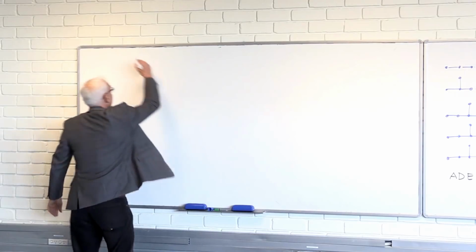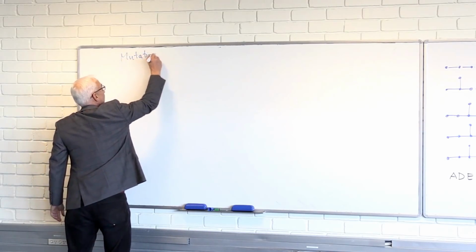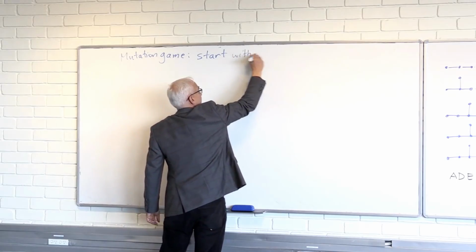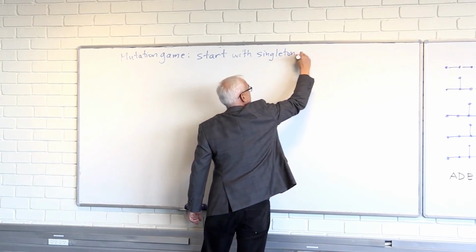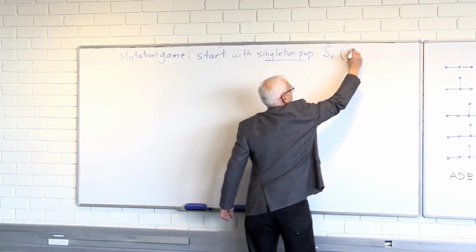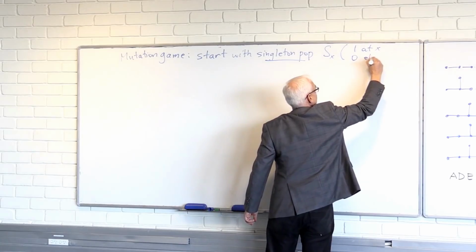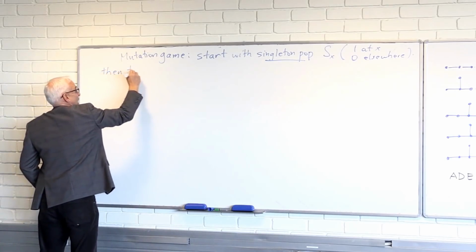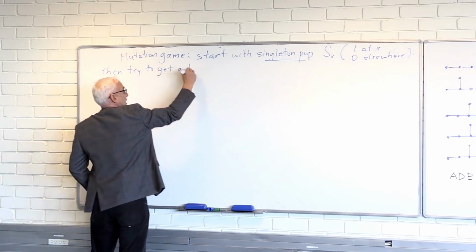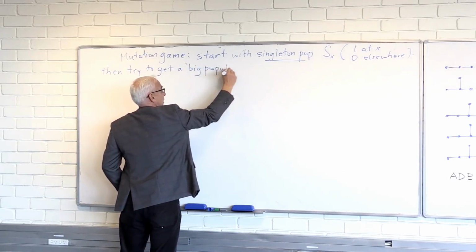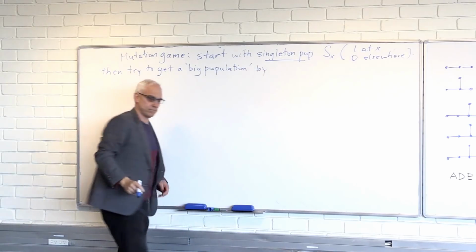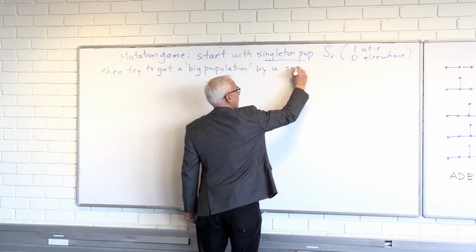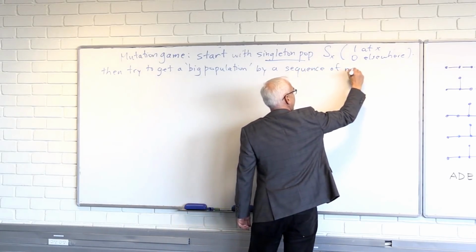Okay, so what's the mutation game? You get to start with a singleton population, very modestly. Start with a singleton population. Let's call that delta of x, and that means 1 at x and 0 elsewhere. And then what you try to do is get a big population by carefully, randomly making a sequence of mutations.